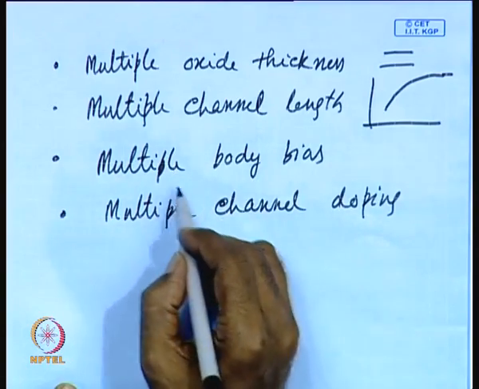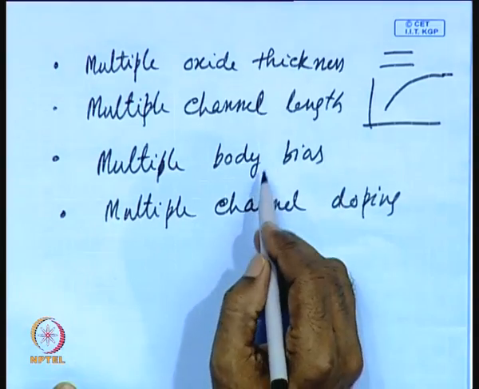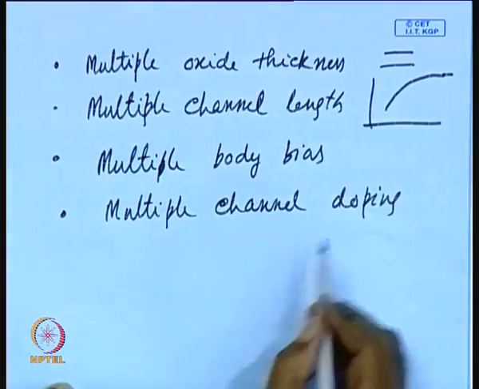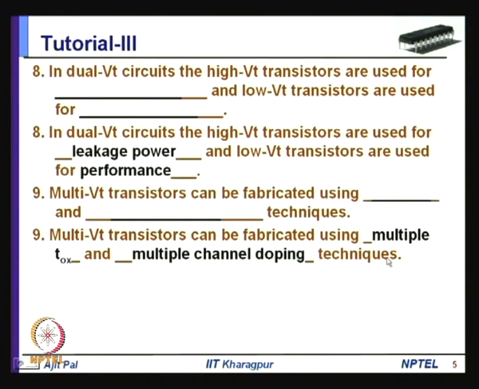Similarly, multiple body bias can be used to realize transistors of different threshold voltages. Similarly, multiple channel doping. So, you can write any two of the four. So, multiple TOX, that means multiple silicon dioxide thickness, or multiple channel length, or channel doping, but you can write any two of the four techniques that I mentioned.